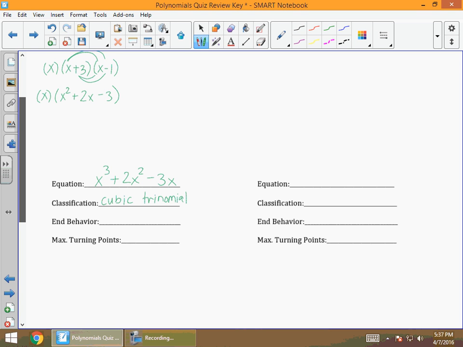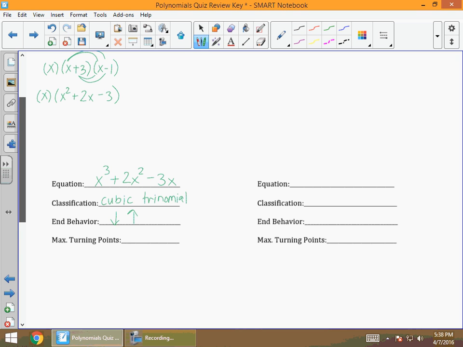The end behavior, again, I would probably put this into a calculator and graph it. I'd put in x cubed plus 2x squared minus 3x and graph this. But you will notice, because it is a cubic, they are going to be opposite. One is up and one is down. And because it's positive, the right one has to be up. The left one has to be down. So my end behavior is down, up.